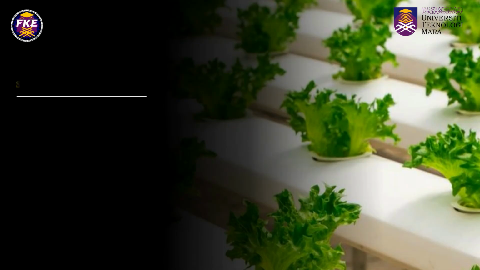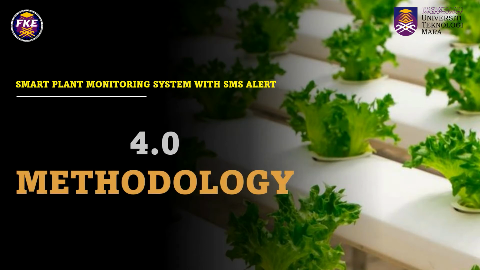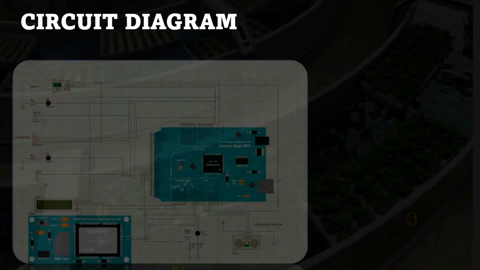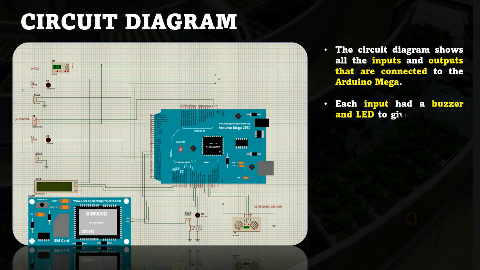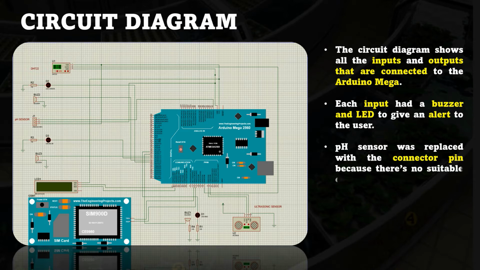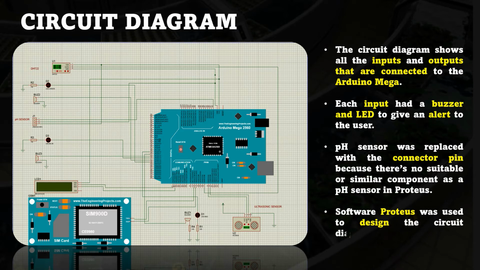The next subchapter is methodology. Circuit diagram. The circuit diagram shows all the inputs and the outputs that are connected to the Arduino Mega. Each input has a buzzer and LED to give an alert to the user. The pH sensor was replaced with a connector pin because there is no suitable or similar component as a pH sensor in Fritzing. Fritzing software was used to design the circuit diagram.